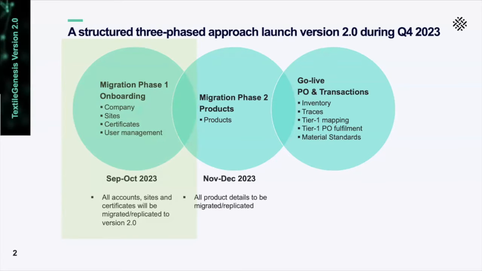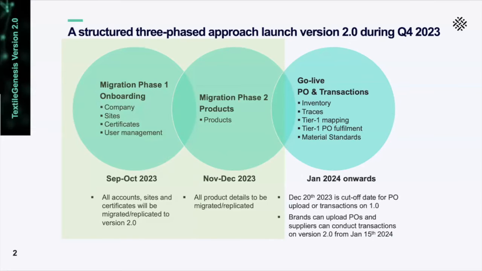The plan for the second phase of migration was between November and December, where all products and product category details were to be migrated. This again was concluded in mid-November itself. Now we are at the final phase of the go live, which is phase 3, and the plan was to launch in January 2024 onwards.